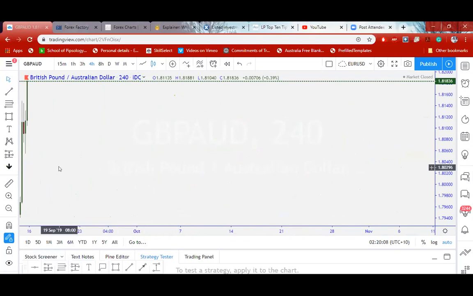Okay, so what would you like, bullish trend or bearish trend? Bullish. Okay, bullish. So the bigger time frame is bullish.